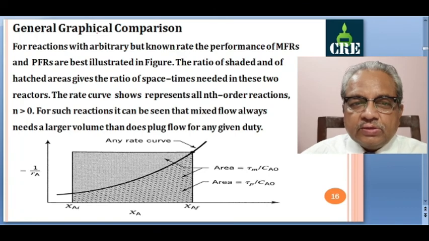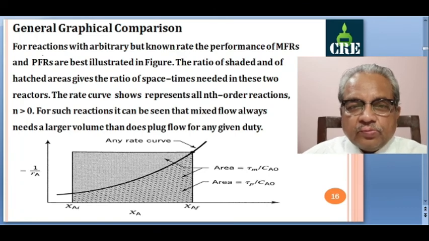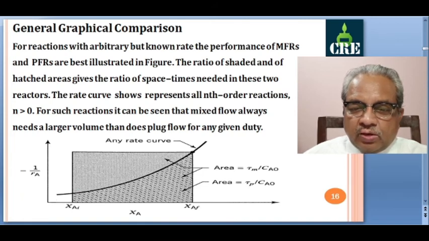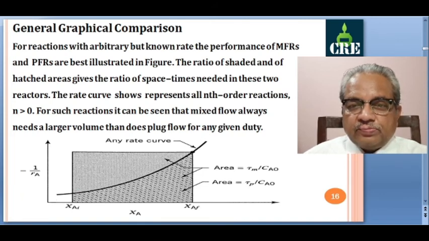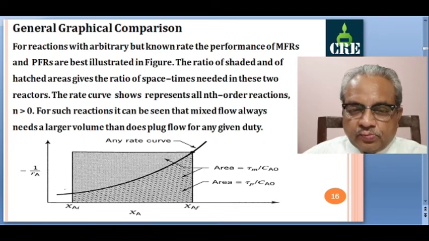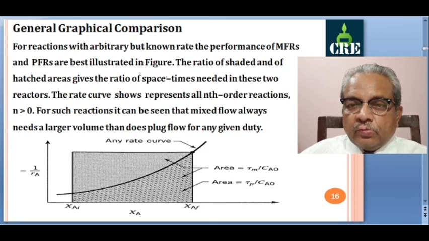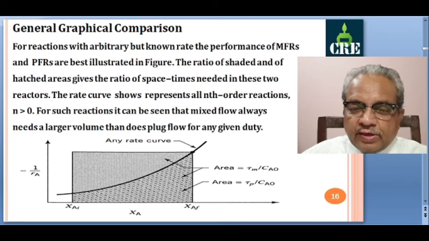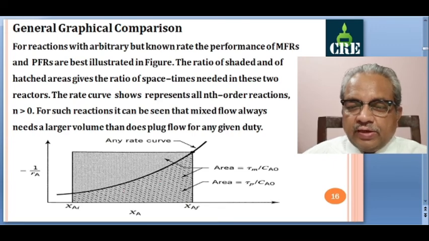Finally, the general graphical comparison. You can see this for reactions with arbitrary but known rate, the performance of mixed flow reactors and plug flow reactors. So some arbitrary rate law you have considered, but it is known. 1 upon minus Ra is increasing with conversion. The ratio of the shaded area and the hatched area: this complete shaded area represents mixed flow, and this hatched area represents plug flow. This gives the ratio of space times needed.